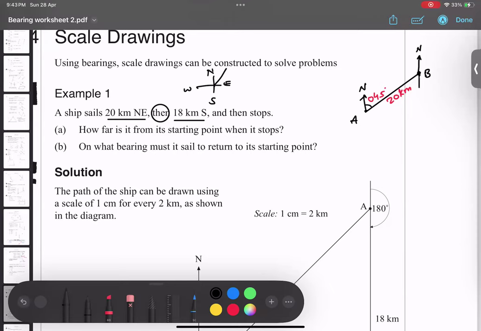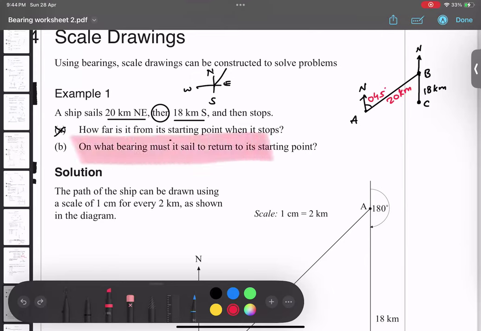That means a little bit less. Yes or no? Yes. And this is my point C. Always label it. Now, how far is it from the starting point? Let us leave this question. We will focus on the second part.